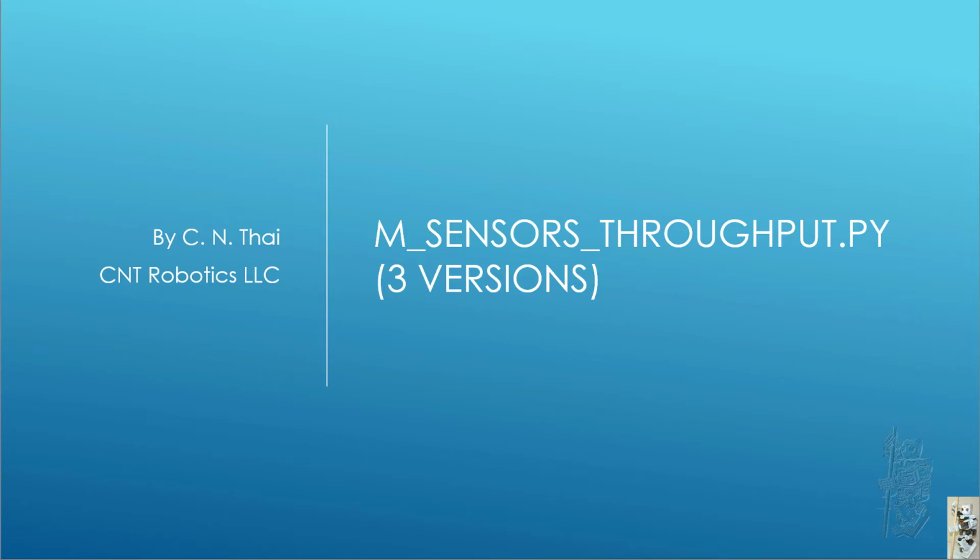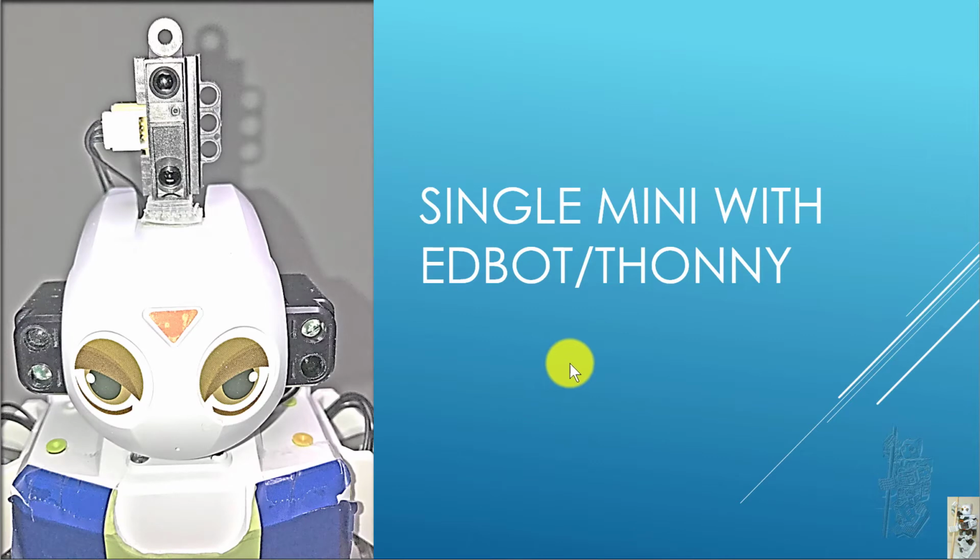Hello everyone. In this video I would like to show some concept highlights of the Python code sensor throughput. We are going to show all three versions here. So we use a single Mini. You can see it has infrared sensors on the left and on the right, and also in the middle. These are IRSS-10 and these are DMS-80 long-range infrared sensors.